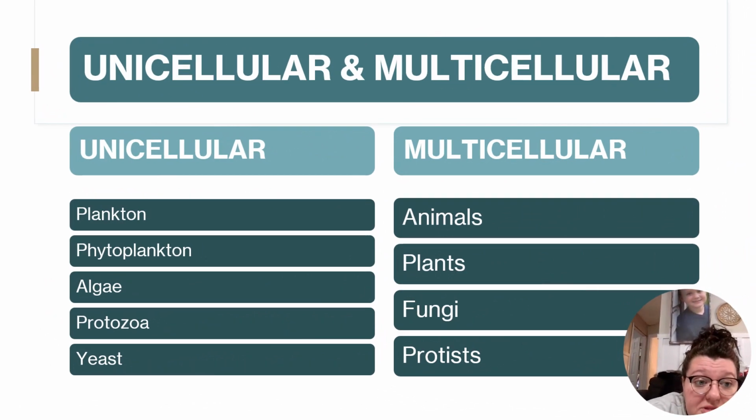These are some examples of unicellular and multicellular cells. So when you look at unicellular, you can think of plankton or phytoplankton, algae, protozoa, and even yeast. And then when you look at multicellular, you can kind of think of animal cells, plant cells, fungi cells, and protists.